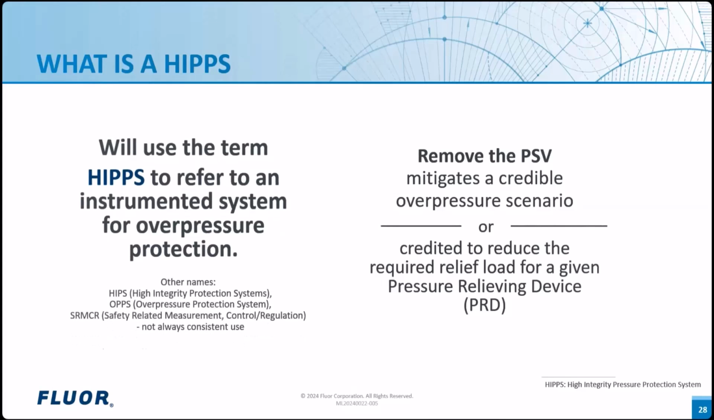HIPPS with 2 Ps versus HIPPS with 1 P is not always used consistently. The IOGP, International Association of Oil and Gas Producers, defines HIPPS with 1 P as a general protective system and HIPPS with 2 Ps as dedicated to overpressure protection. Other terms might be overpressure protection systems. The use is not always consistent, but in this presentation and talk, the intent is to refer to HIPPS with 2 Ps as an instrumented system that replaces or reduces the load on a PSV and effectively becomes the last line of defense.